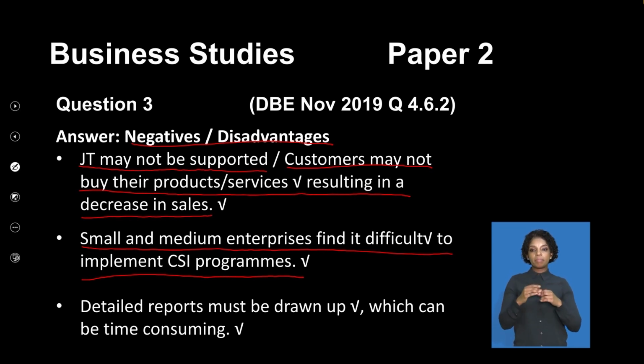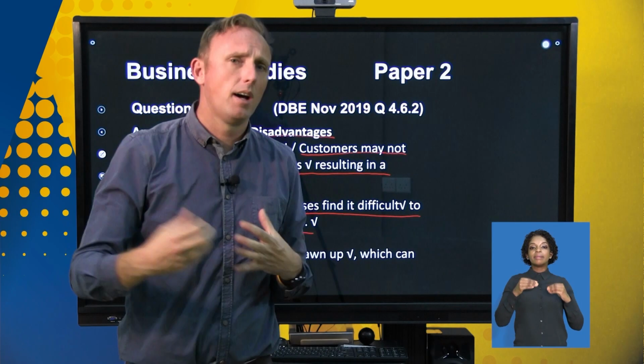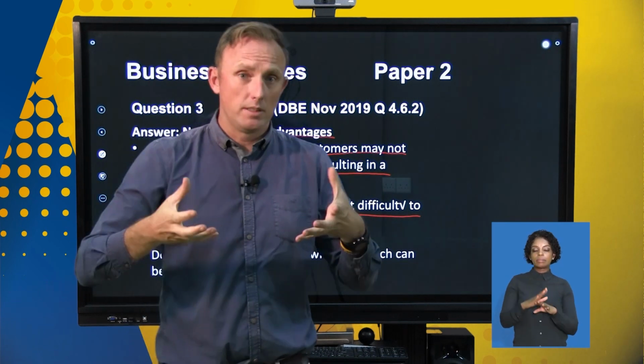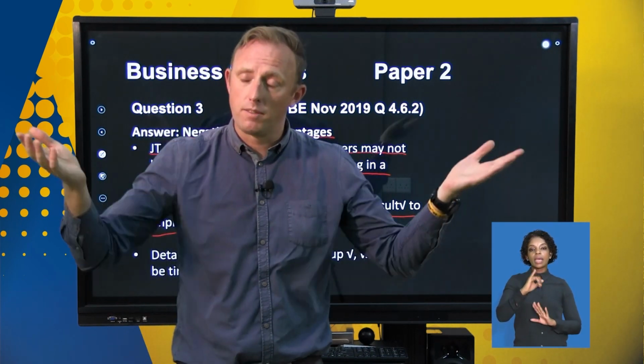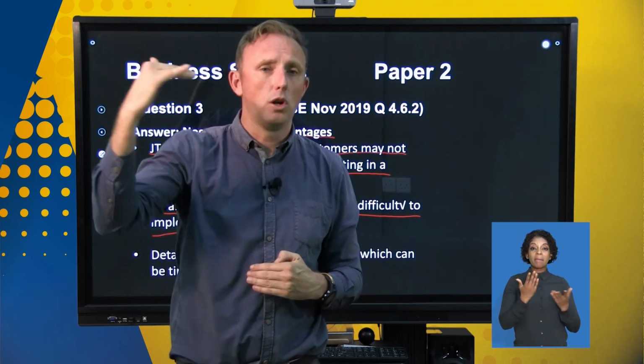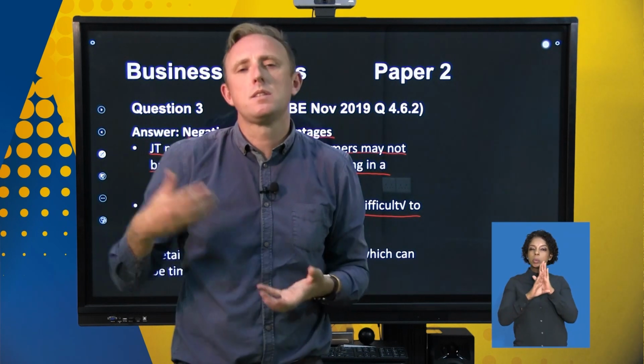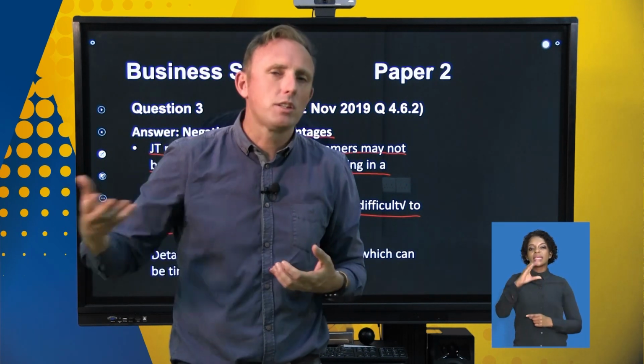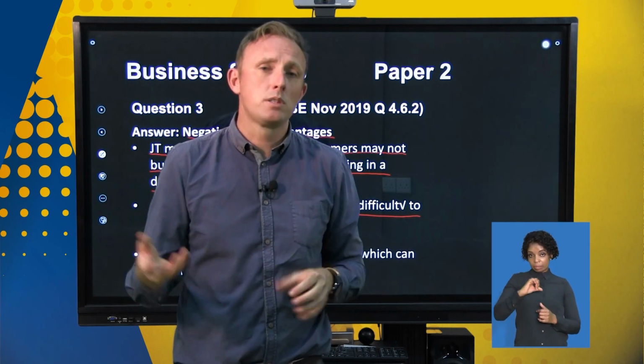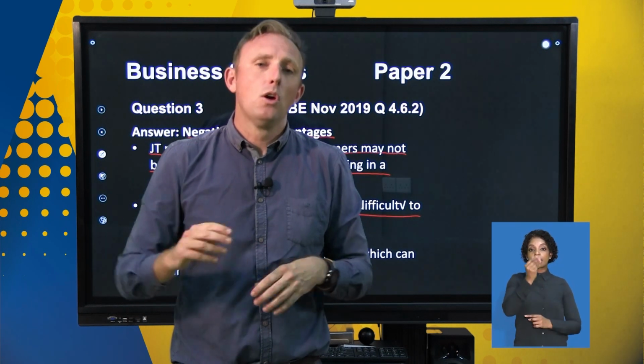Small and medium enterprises find it difficult to implement CSR programs. Right? So small and medium companies, they don't have a lot of money, especially if the country's going through a recession or lockdown like South Africa had during COVID-19. Right? So they need all the money that they have to help build the business, to keep the business afloat. If they had to invest in CSR projects now, they may not see a return on that investment, and that money can be better used in running the business rather than external constraints of the business.